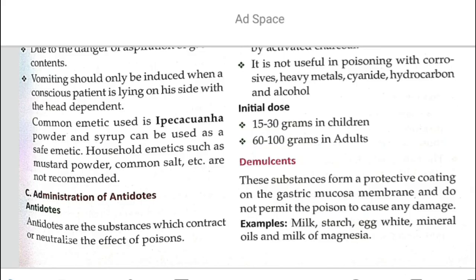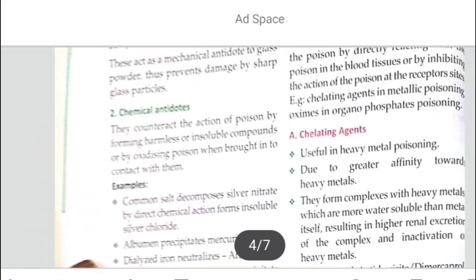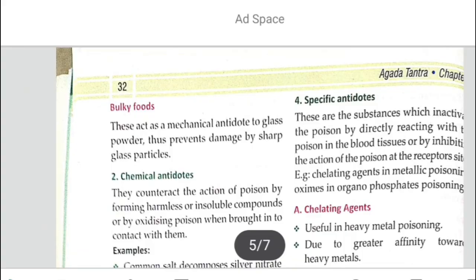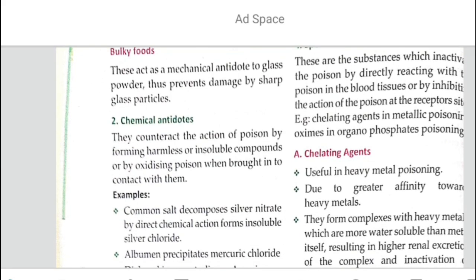Demulcents. These substances form a protective coating on the gastric mucosal membrane and do not permit the poison to cause any damage. For example, milk, starch, egg white, mineral oil, and milk of magnesia. Bulky foods. These act as mechanical antidote to glass powder, thus preventing the damage by sharp glass particles.